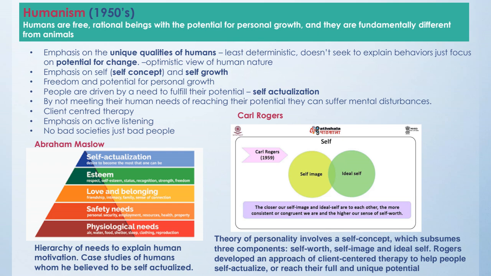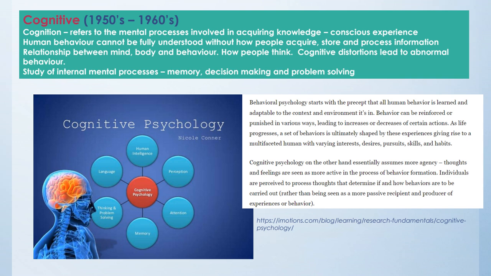Carl Rogers, like I explained to you, has a significant theory of personality, which is about your self-concept, which really looks at our self-worth, our self-image, and our ideal self, and his approach of client-centered therapy to help people get to the point that they could reach their unique potential. So very much putting the person at the center of this, and not much interest in what had happened in the past, what is happening in the environment. It's all about our own self-concept.